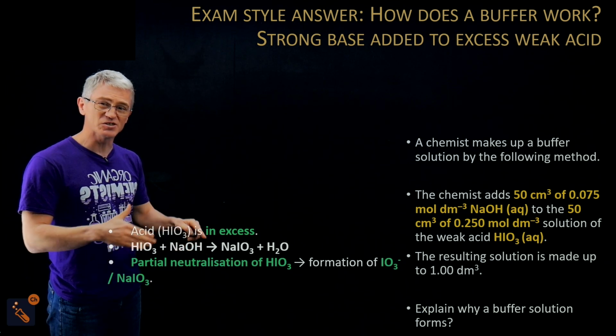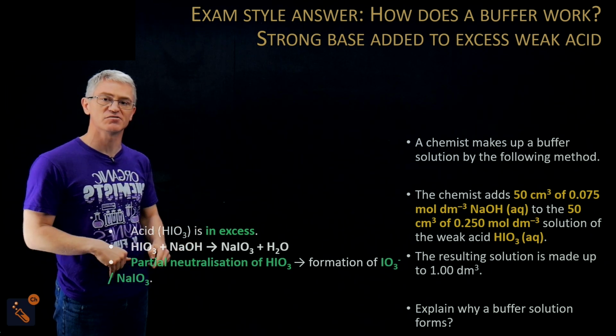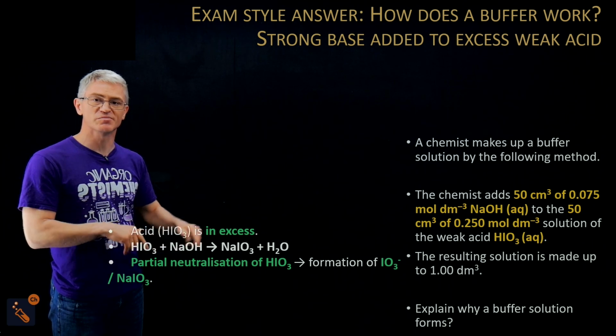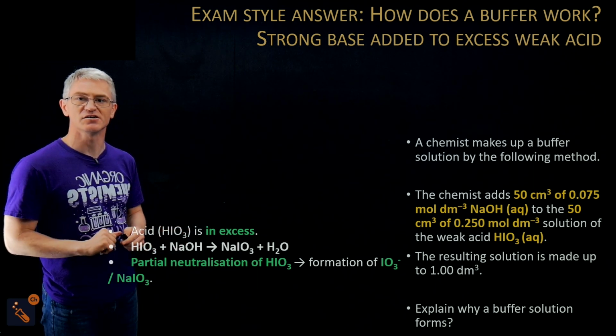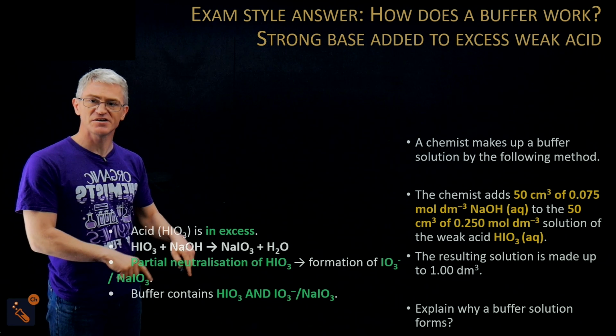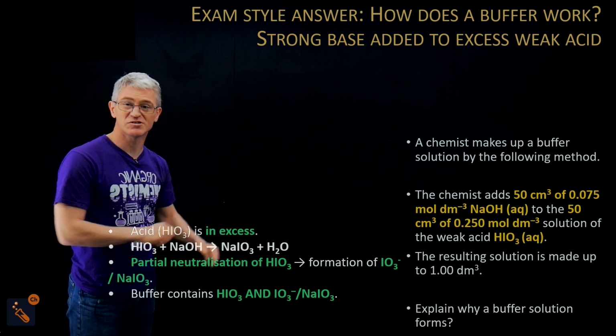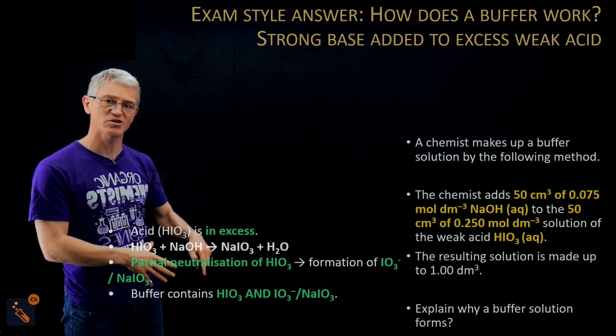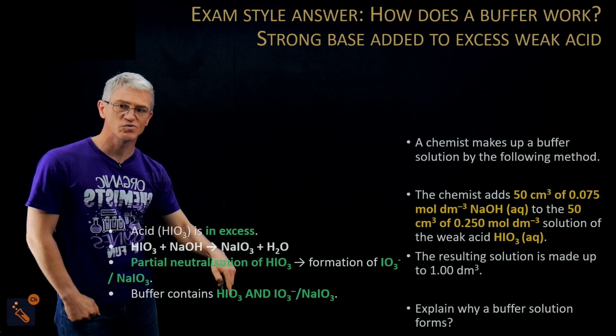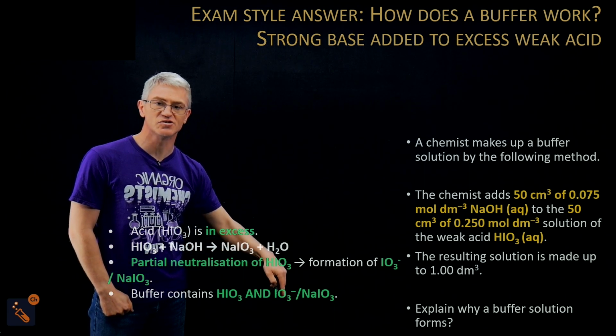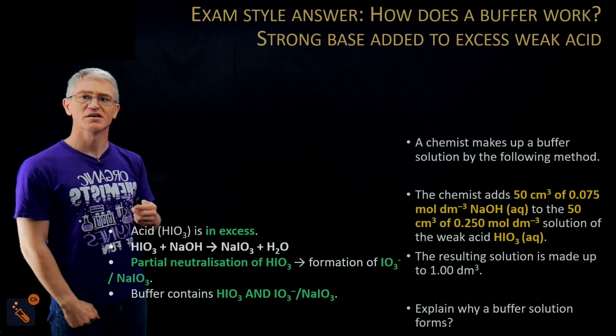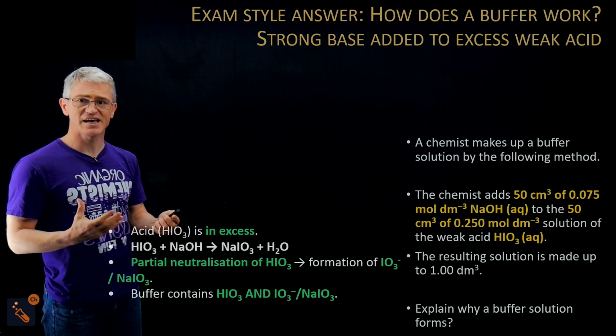You also have to mention this partial neutralization of the HIO3, and this forms your conjugate base, IO3 minus or NaIO3. The buffer contains HIO3 and IO3 minus. So basically you're telling the person who's marking it that you've got your weak acid and you've got your conjugate base. Okay, so that is how this buffer works.